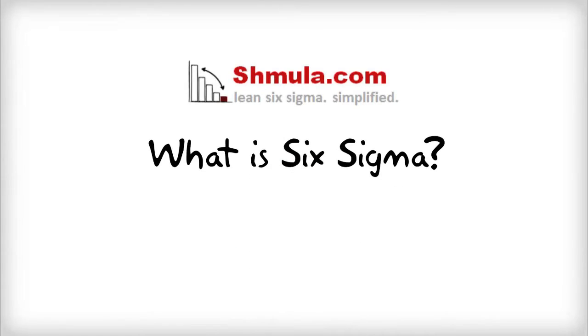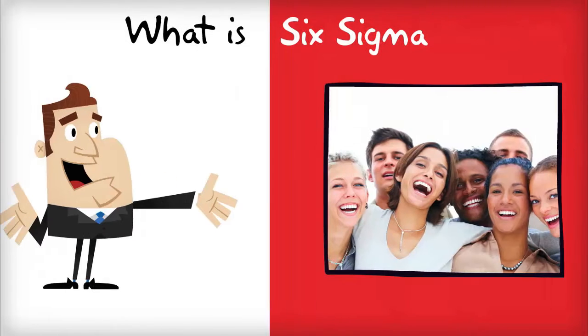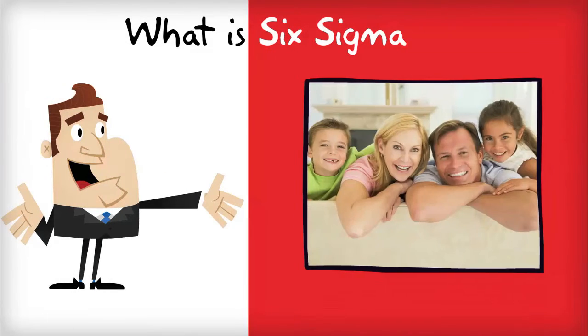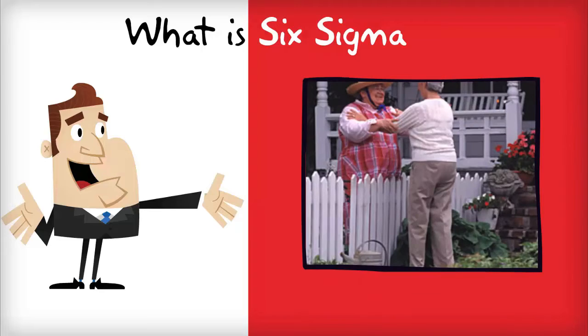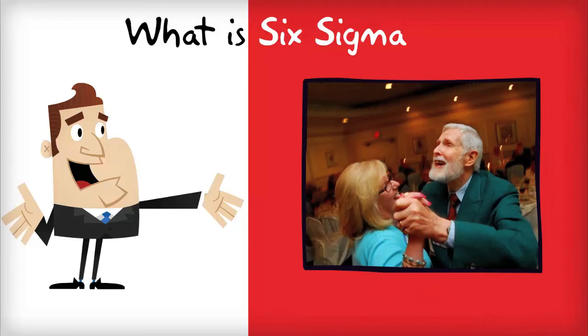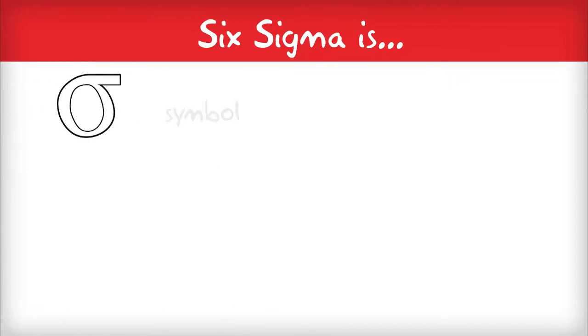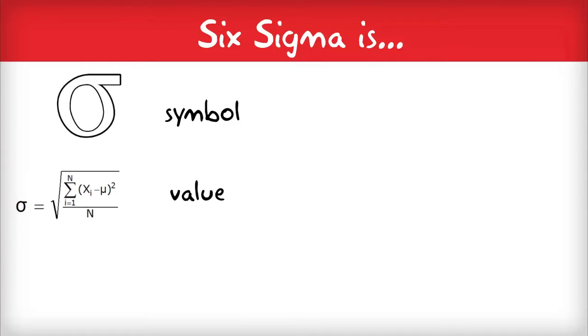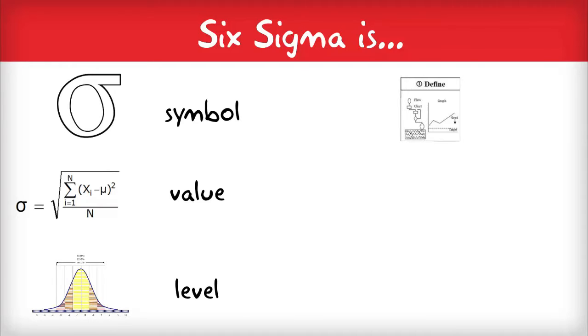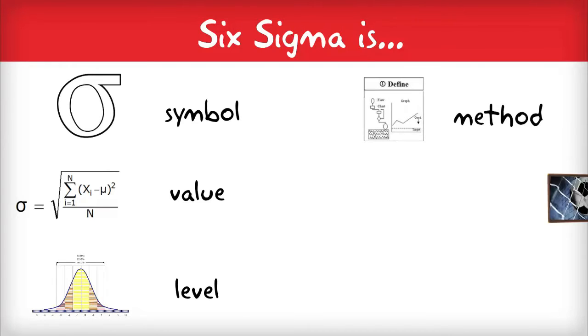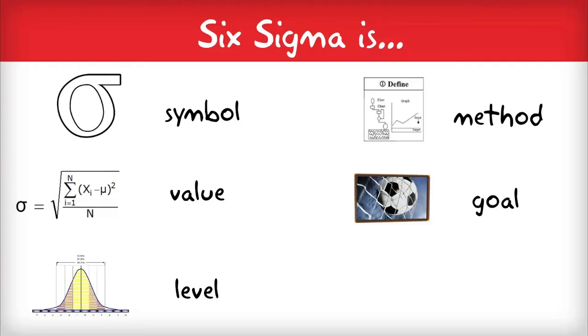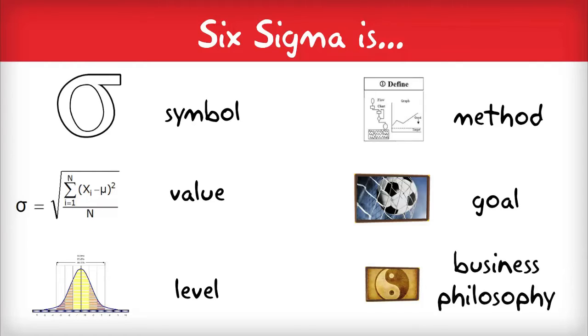By the end of this video, you too will be able to explain Six Sigma to your friends, family, neighbors, and long-lost friends at your 50th high school reunion. Yippee! Six Sigma is actually many things. I'll run through each of the definitions. Six Sigma as a symbol, Sigma as a value, Sigma as a level, Sigma as a method, Sigma as a goal, and Sigma as a philosophy.